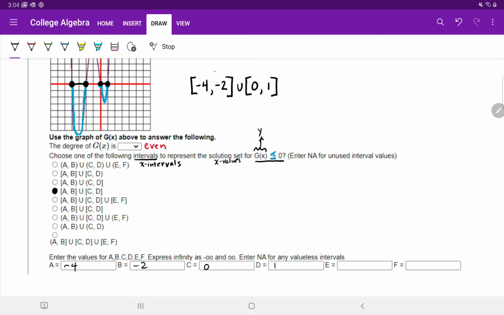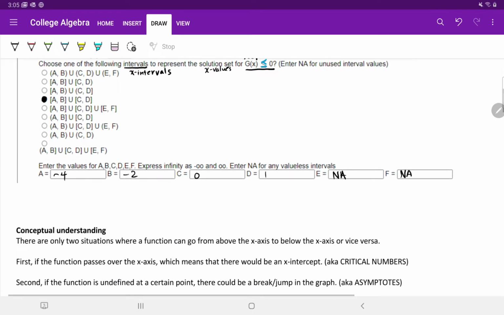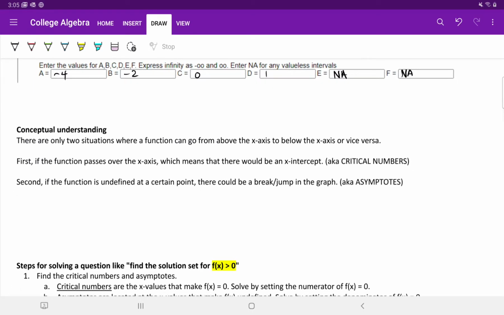And since we don't need E or F, we just put not applicable, and A, and A. So that was a kind of visual, conceptual question, but now we're going to actually talk a little bit more in depth about how we do this when we don't have a picture.